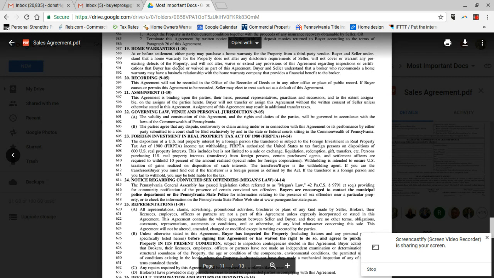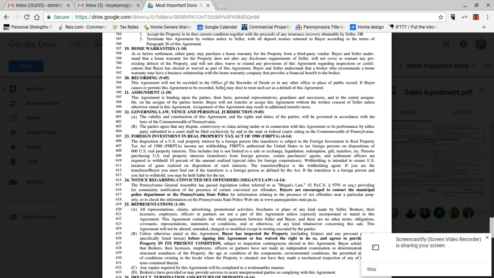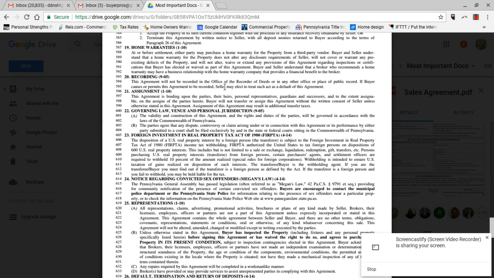That's what protects you with E&O insurance. If you didn't offer a home warranty, you will not be covered under E&O insurance if they sue you. So that goes for whether you represent the buyer or whether you represent the seller.